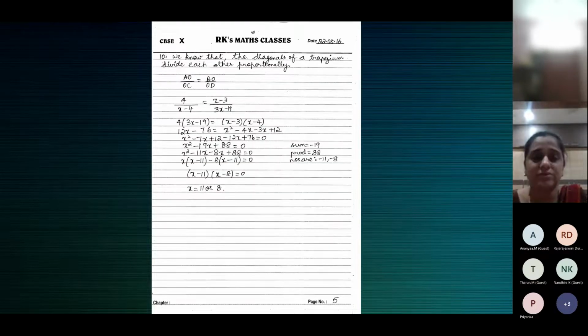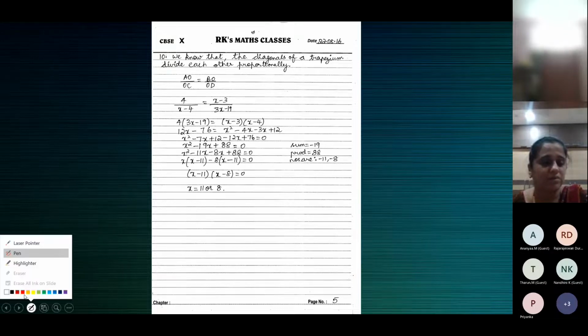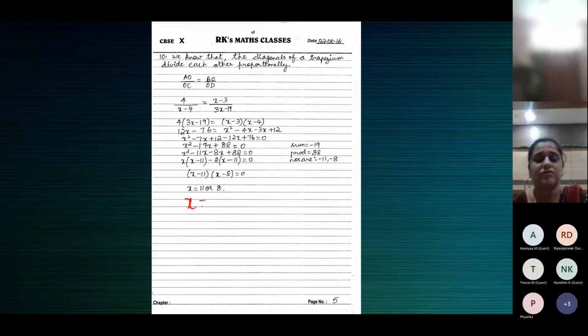We know that the diagonals of a trapezium divide each other proportionally. You need to write that and then write the result. AO by OC is equal to BO by OD. Substitute the expressions, cross multiply. We'll get a quadratic equation, split the middle term, find the two values of x. And both the values of x are acceptable. Now, supposing you get x is equal to 11 or 2, you have to reject 2. Why? Why should you reject 2?